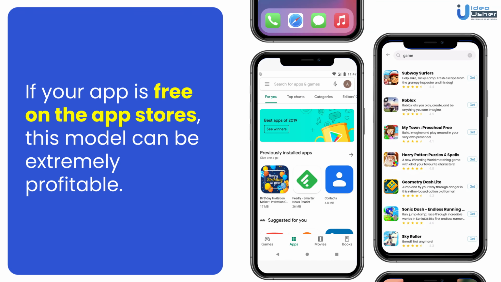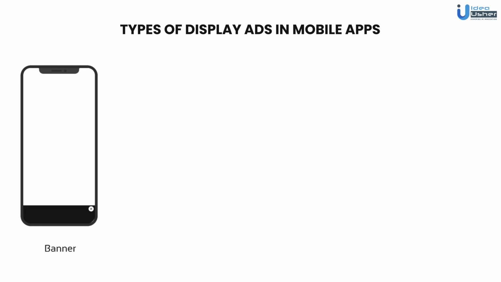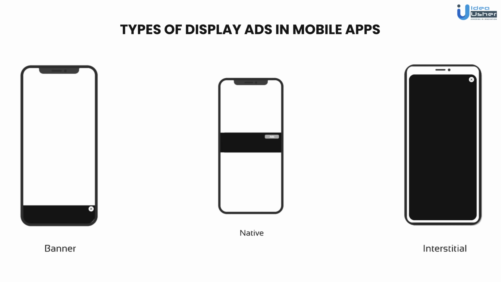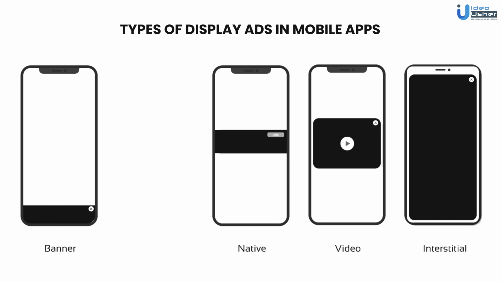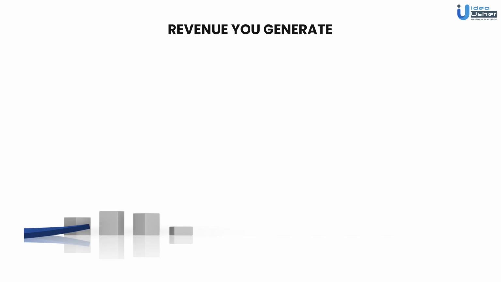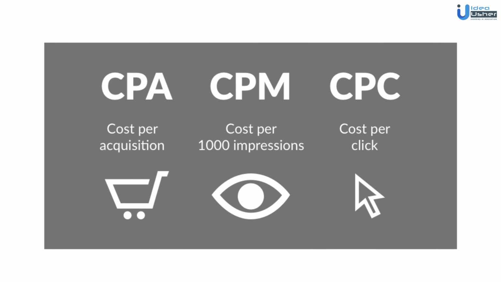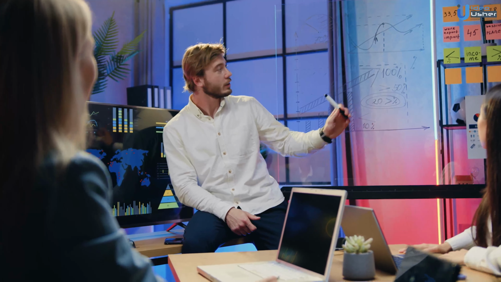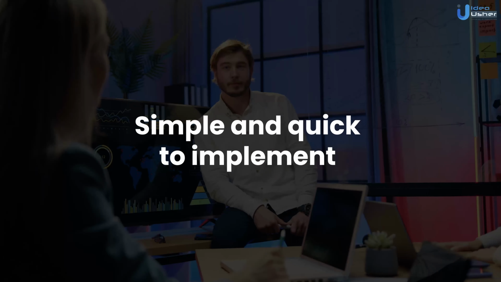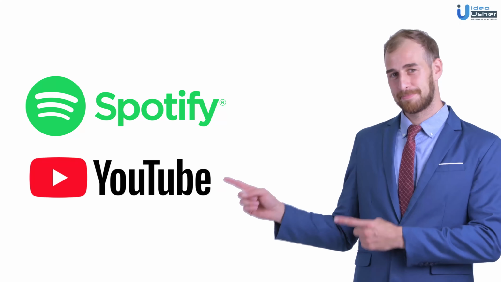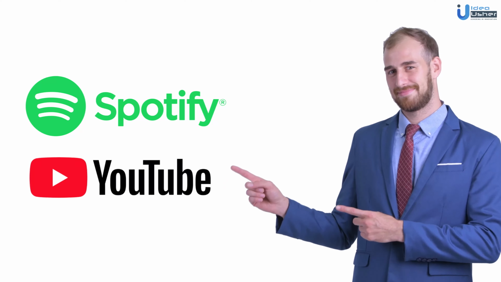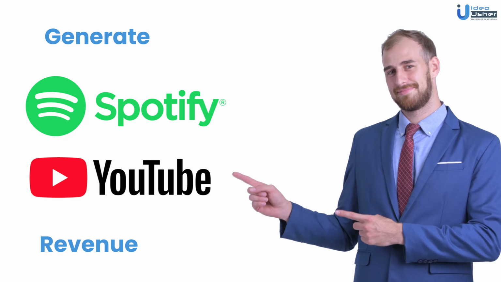There are various ads that you can run on your app, like banner ads, interstitial ads, native ads, video ads, and pop-up ads. The revenue you generate from these ads can either be cost per mile, cost per click, or cost per action. The reason why this strategy is extremely popular is that it is simple and quick to implement. You must have seen ads on apps like Spotify and YouTube. Well, that's how they generate revenue.